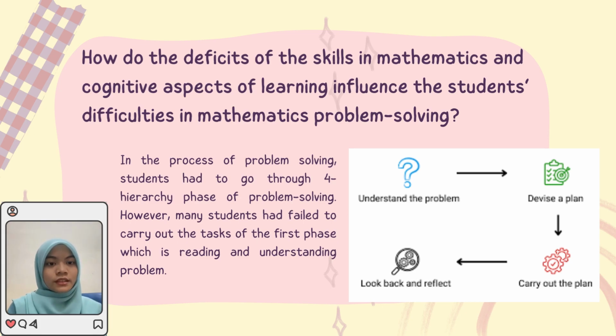So the question is, how can the deficits of skills in mathematics and cognitive aspects of learning influence the students' difficulties in mathematics problem solving? Commonly, in the process of problem solving, students have to go through four hierarchical phases: the first is to understand the problem, then devise a plan, carry out the plan, and the last is to look back and reflect. However, many students fail to carry out the task of the first phase, which is reading and understanding the problem.